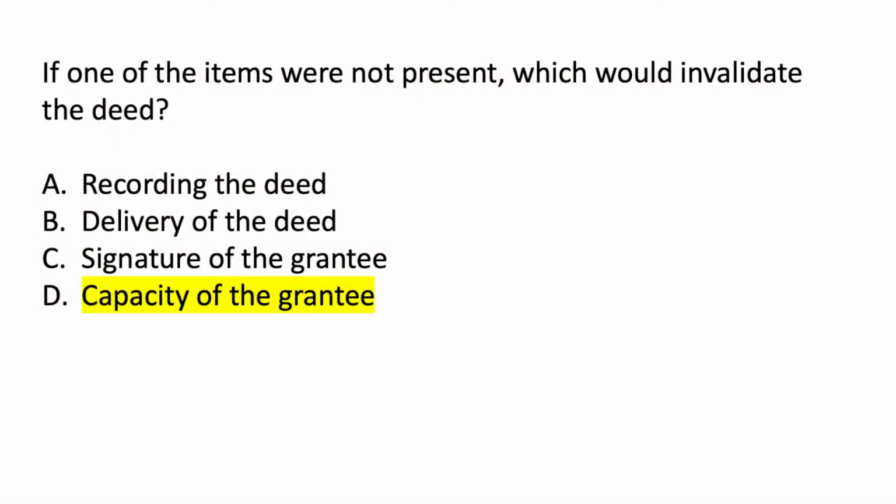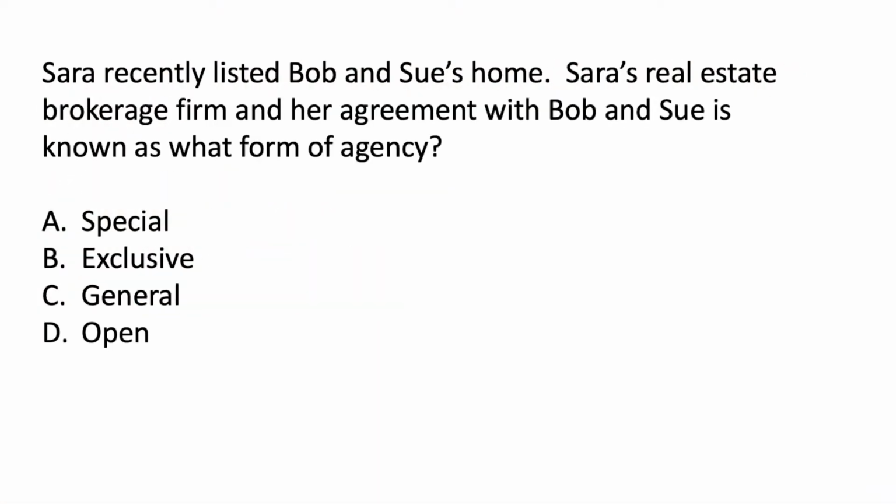Well, I'm going to do one more question for you, and then we're going to wrap this up today. So one more question. Sarah recently listed Bob and Sue's home. Sarah's real estate brokerage firm, and her agreement with Bob and Sue is known as what form of agency? Well, that's a special agency, right? Remember that. It's a special agency.